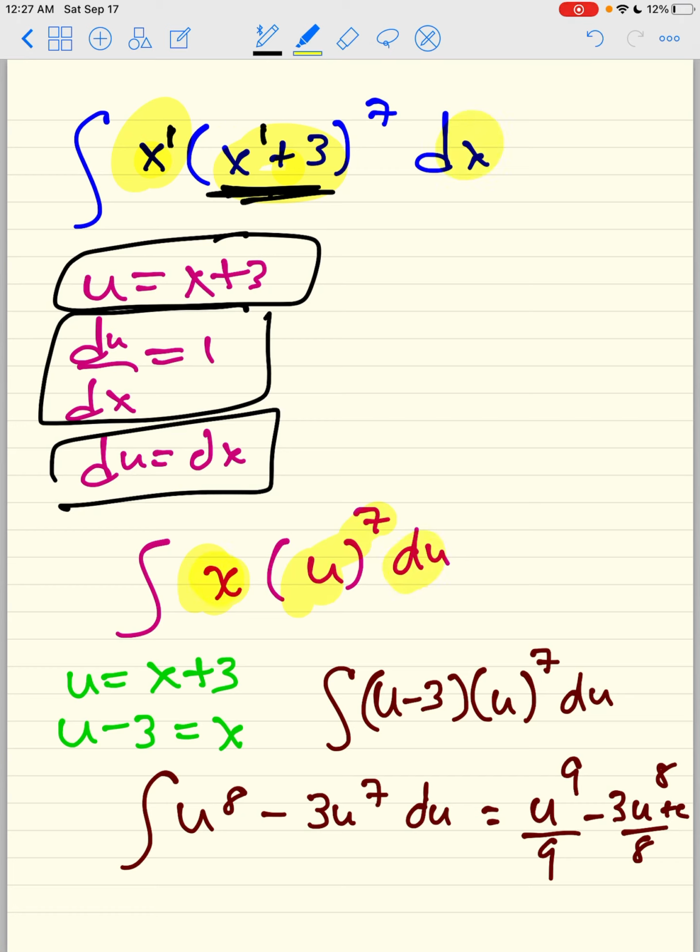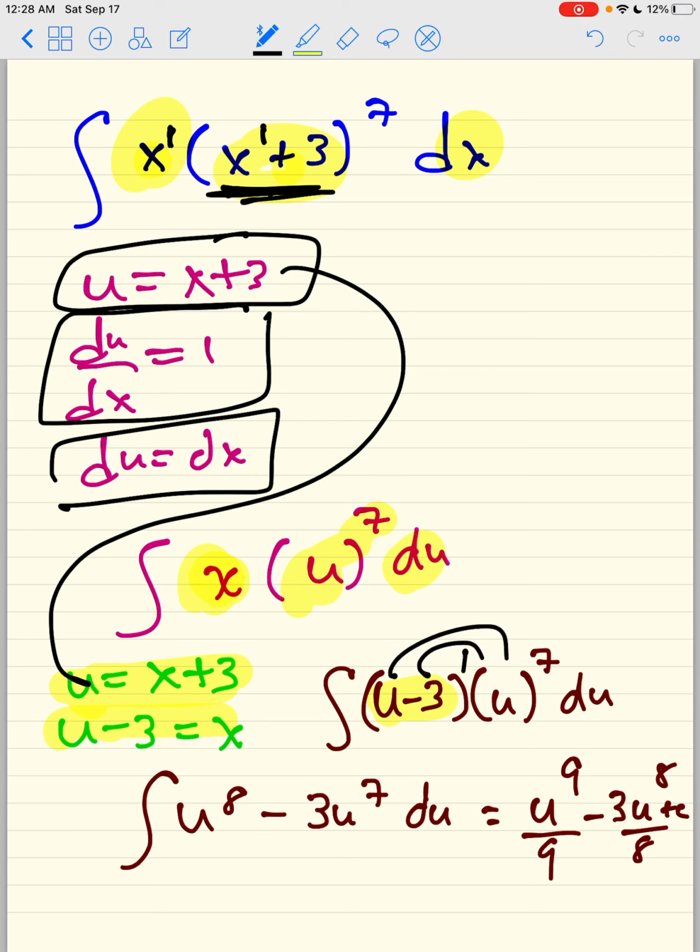I can't have x and u, so since u is equal to x plus 3, I'm going to solve for x to be u minus 3. The reason that's important is that now this is to the first power, which allows you to distribute. So that's going to be u to the 8th, negative 3u to the 7th, and all I have to do now to integrate is add 1 and divide, add 1 and divide, and then go back and substitute your u.